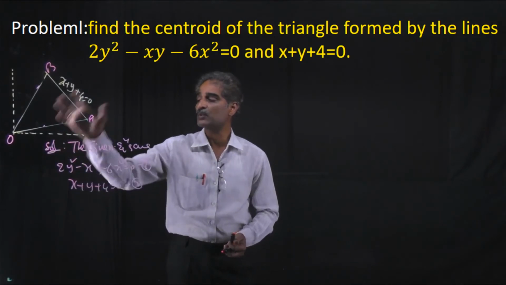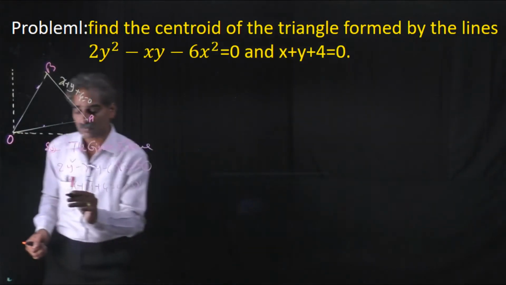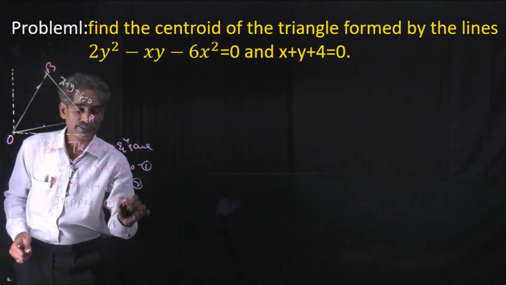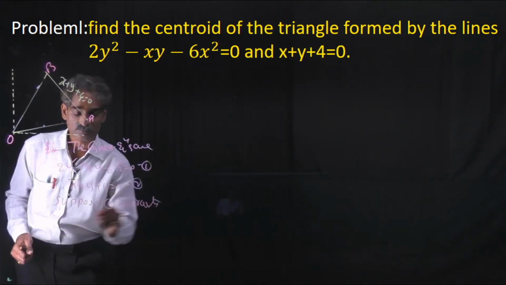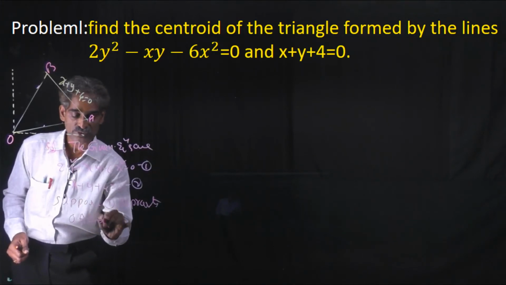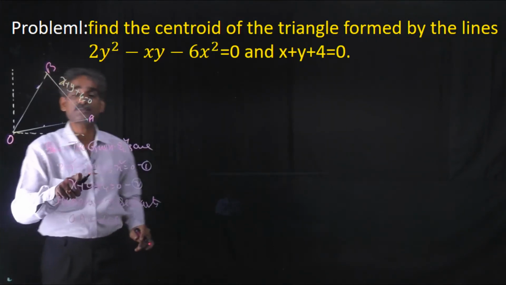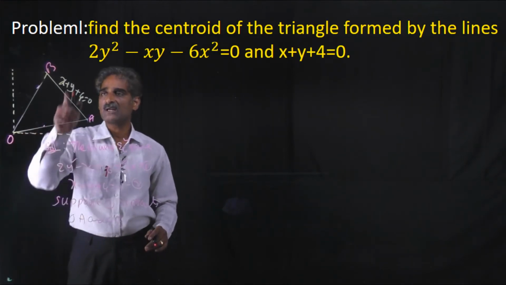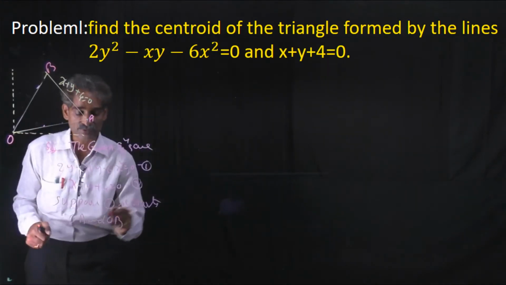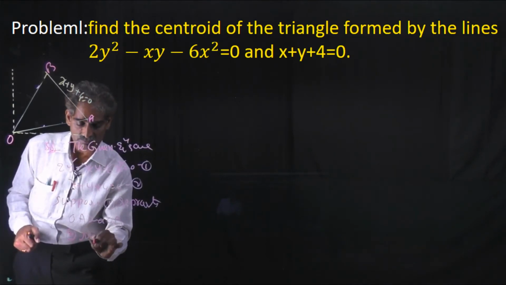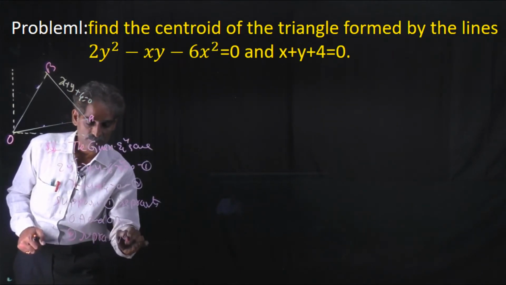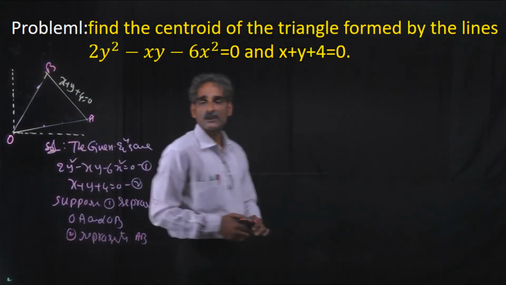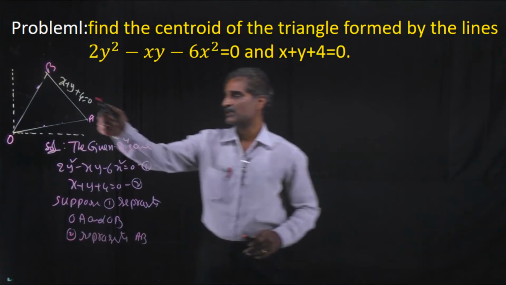Suppose 1 represents OA and OB, two sides, because this represents two lines passing through the origin. The second equation represents the side AB. Now, to get A, solve this and this equation.